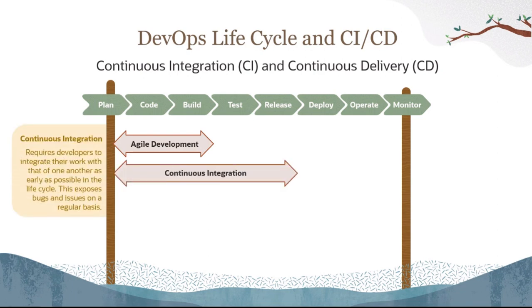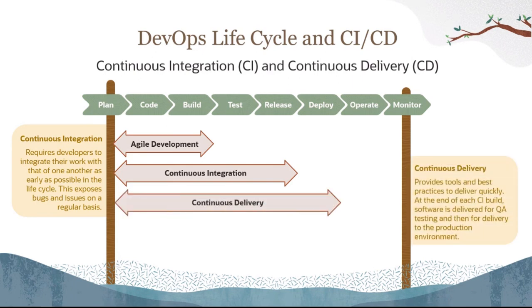Continuous integration, on the other hand, requires developers to integrate their work with one another as early as possible in the lifecycle. This helps expose bugs and issues on a regular basis. Continuous delivery provides tools and best practices to deliver quickly. At the end of each CI build, software is delivered for QA testing and then for delivery to the production environment. And as you can see, continuous delivery stretches out up till the deploy phase.